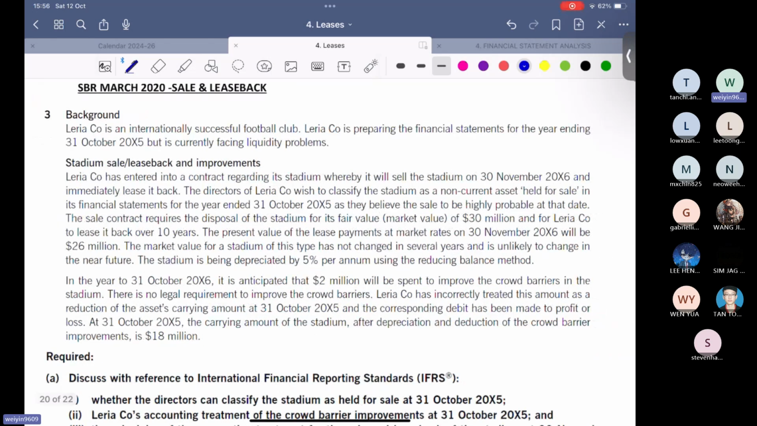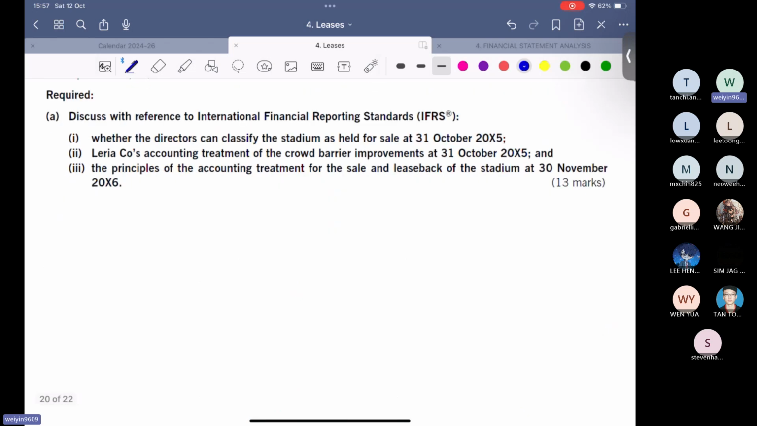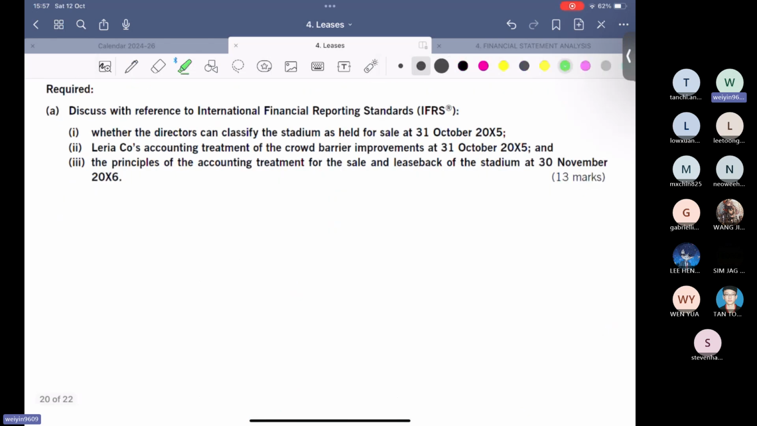2020 exam. Sales and leaseback. You see, it purposely shows that this is sales and leaseback and improvement. So you have two items: one is sales and leaseback, then the other one is the improvement of your stadium. And the question requires three things. And you look at the marks, 13 marks, which is quite heavy in the sense that you have a lot of things to write on this question.